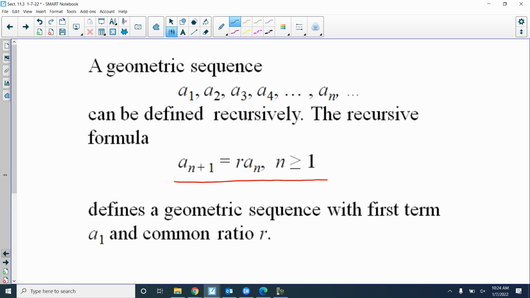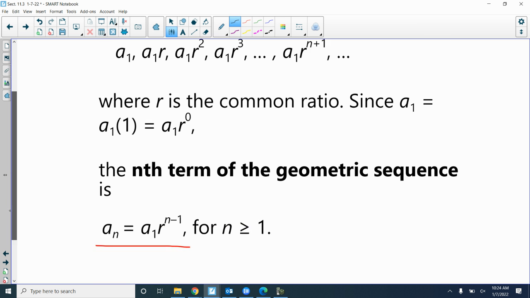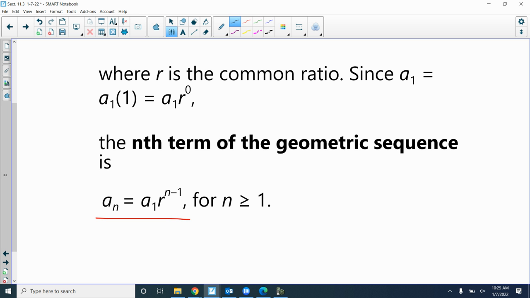Did I miss that one? All right, that should go where it says a sub n plus 1. Sorry about that. See where it says that on that next little gap, a sub n plus 1 equals r times a sub n, n is greater than or equal to 1. All right, so now we're going to talk about the nth term, a sub n. That's that next one there. It equals a sub 1, the first term, times the common ratio to the n minus 1, for n greater than or equal to 1.